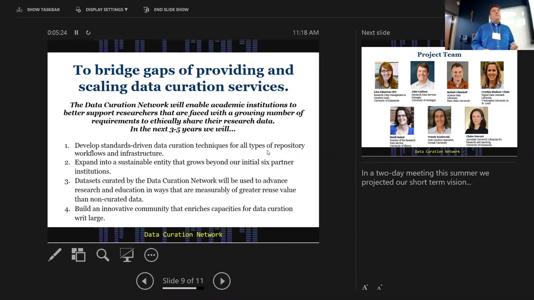When we say we curate a data set, what does that actually mean? And can we start to develop not just standards for doing that, but operational practices? What does it mean to curate a data set as a part of this network?